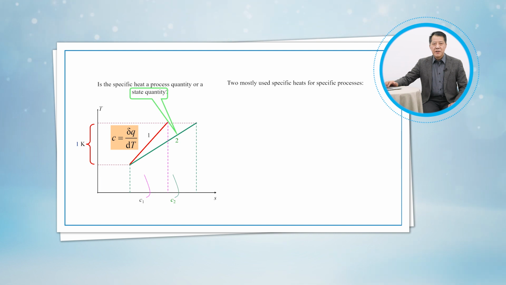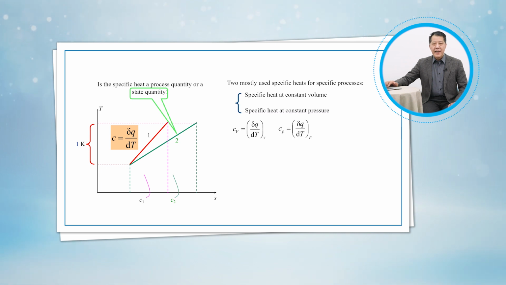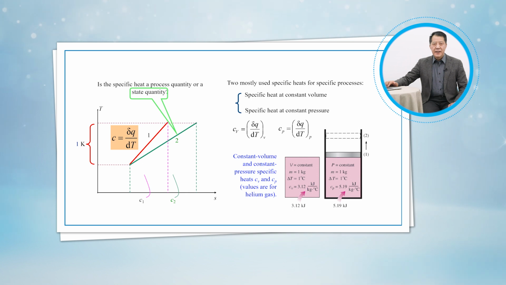Two mostly used specific heats for specific process: specific heat at constant volume, and specific heat at constant pressure. Physically, the specific heat at constant volume, Cv, can be viewed as the energy requirement to raise the temperature of the unit mass of a substance by 1 degree as the volume is maintained constant. The energy required to do the same as the pressure is maintained constant is the specific heat at constant pressure, Cp. This is illustrated in the figure.